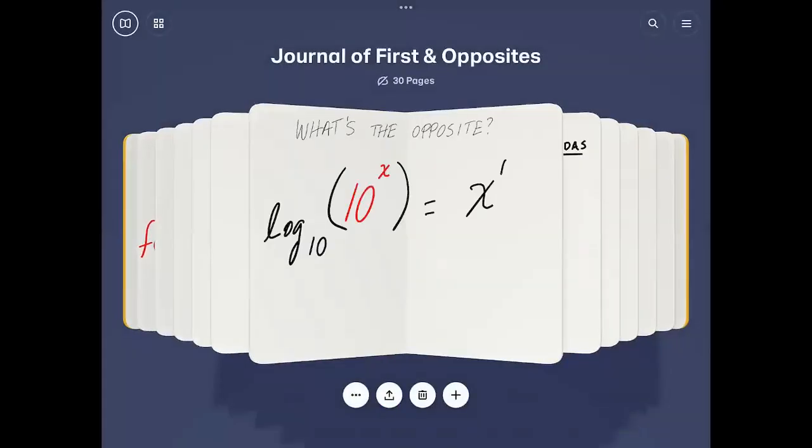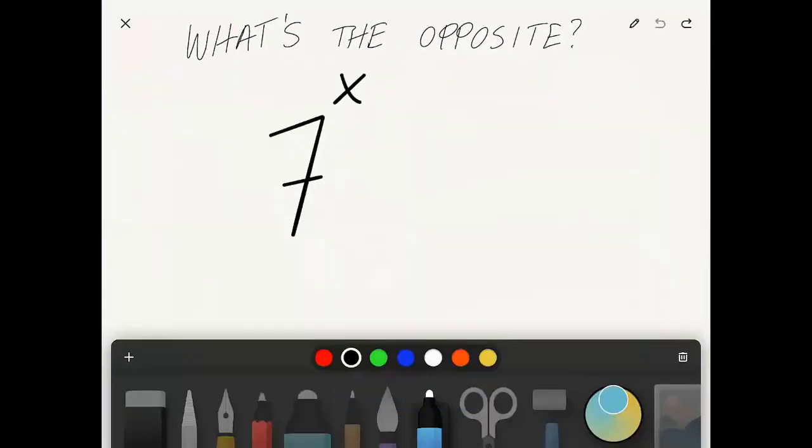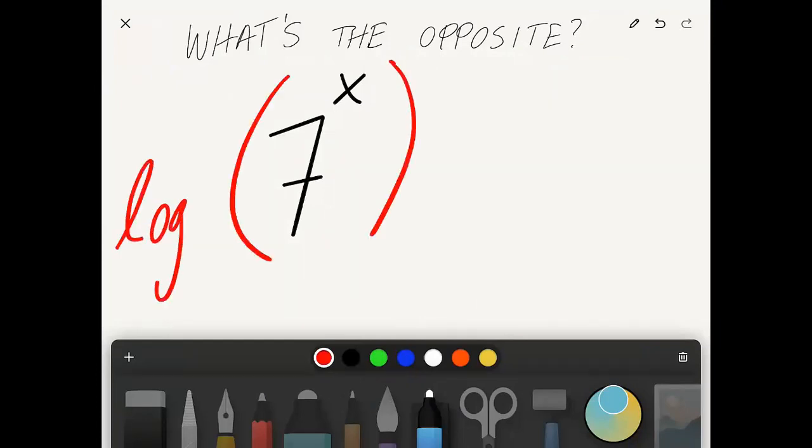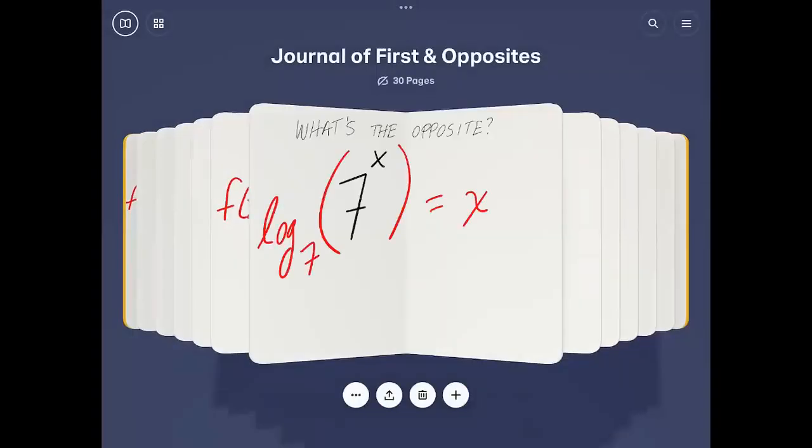All right, let's try another one. All right, what's the opposite of 7 to the x power? That's an exponential. So the opposite would be log base 7. That will give you x. Okay, so that's the inverse.